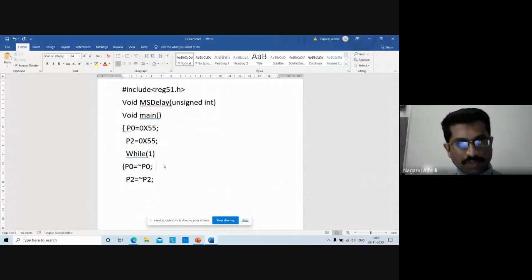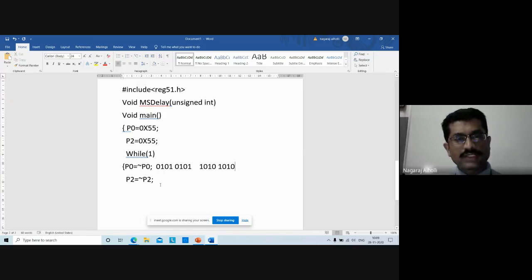What is there in P naught? Just now we saw inverting. If we perform inversion of 55, if we use the not operation on 55, how much are we getting? AA. Correct. So we are toggling. What is 55 here? 55 is 0101 0101. What is AA? AA is 1010 1010.